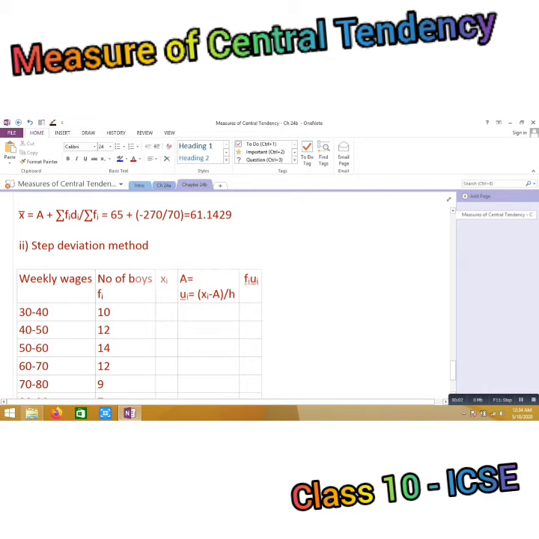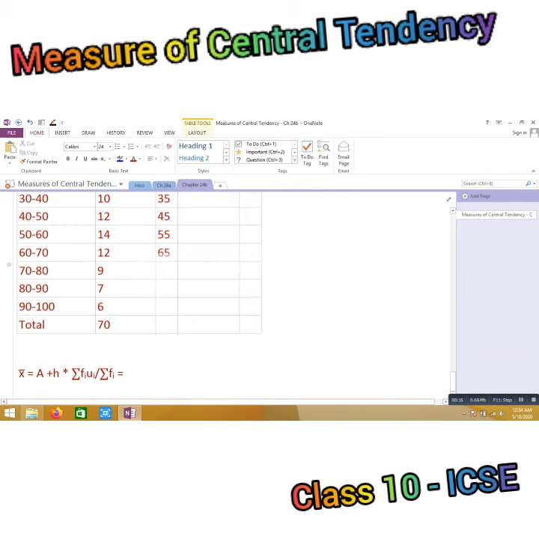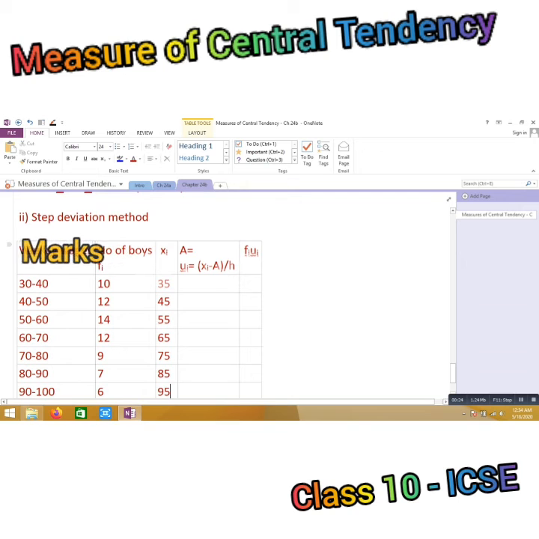Next, in the same question, second part is we need to find the mean by step deviation method. Here the mid values are 35, 45, 55, 65, 75, 85 and 95. Here we have a new term H, which is a class size. So if you see 30, 40 is a range, so obviously the size is 10. H is 10 and A is assumed mean, which is 65 again. H is 10 because H is a class size.